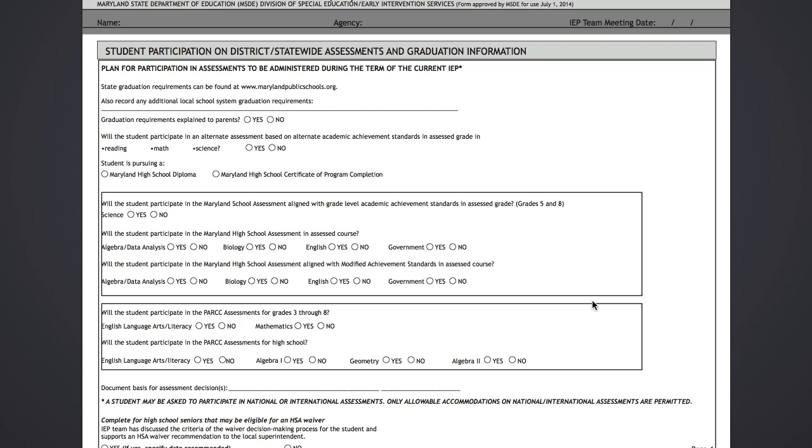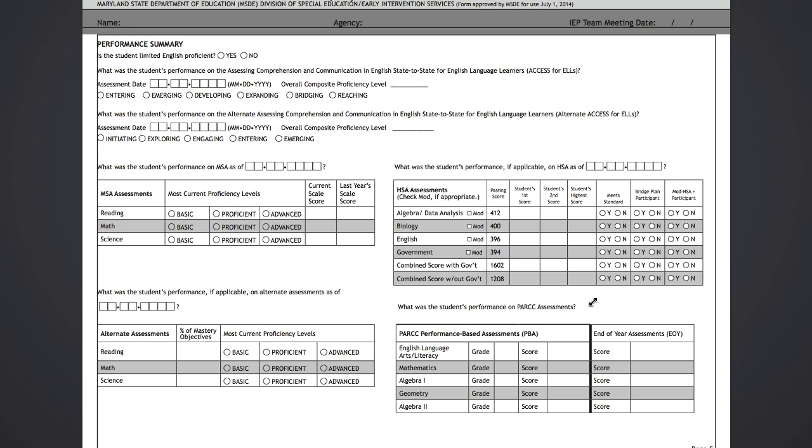And a link to that will be available in the second part, the second screencast of this lecture series. The second portion of the district and statewide assessments gives an indication of how the student has performed on past assessments. And so you can see here that if the student has taken the MSA beginning in the 3rd grade, you'll see whether or not they've scored basic, proficient, or advanced.